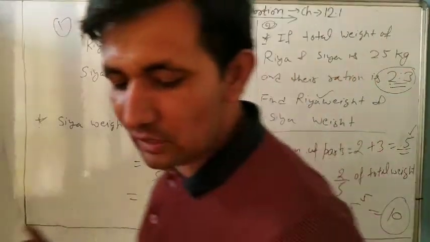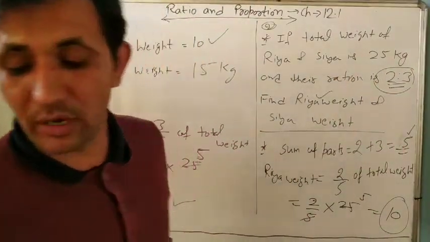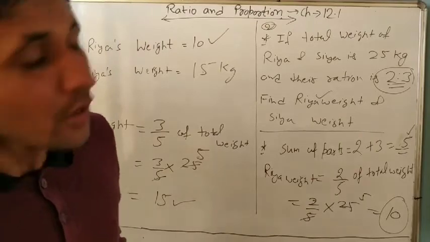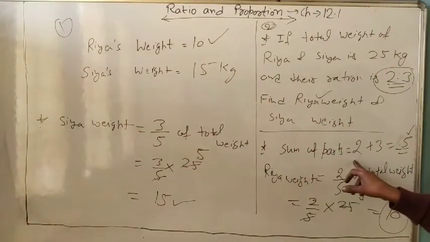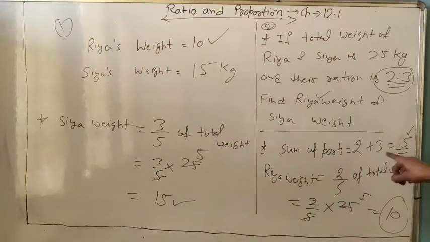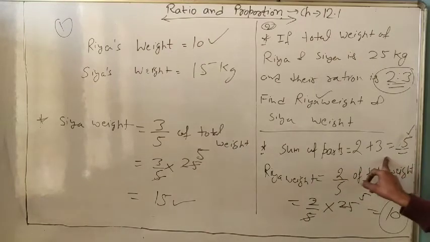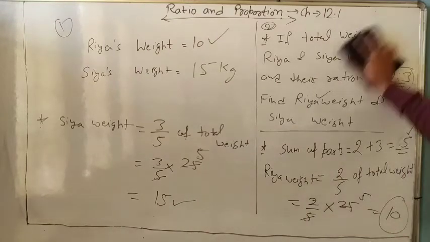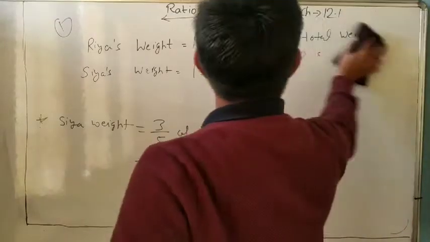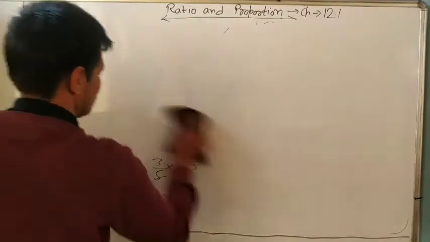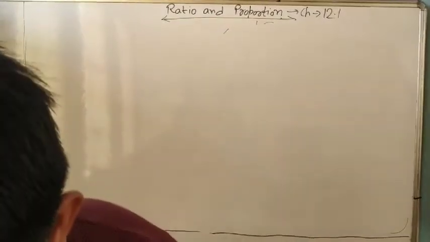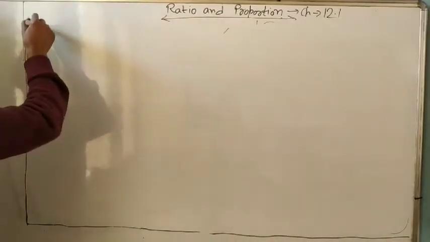Now we will do the questions, but always remember, when a ratio is given, first we find the sum of parts. Now look at question number 14.